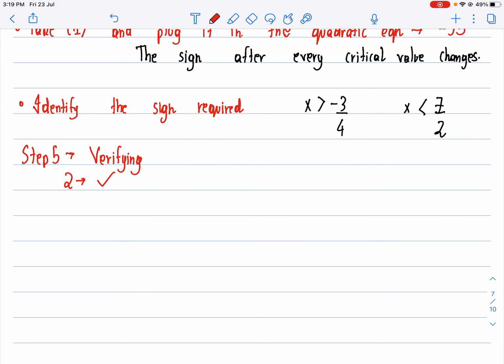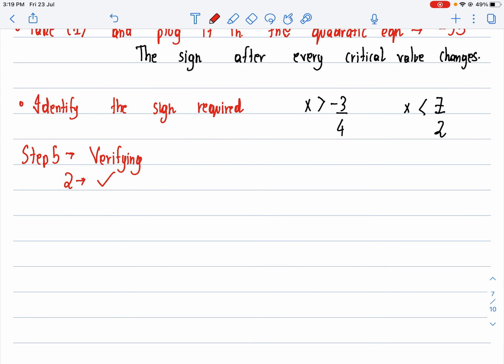The most important step here is verifying, because there have been some questions in the past paper, which we'll even do in this video later, where you get two values like this, but one of the values doesn't verify properly and doesn't satisfy the inequality. So we need to eliminate that value. We'll do that sum in this video. But this sum was for you to understand the basic steps.